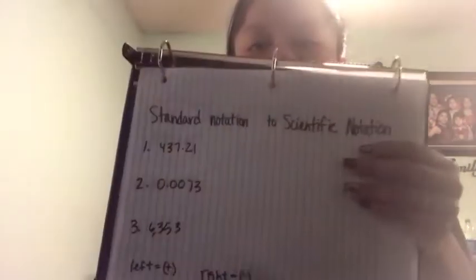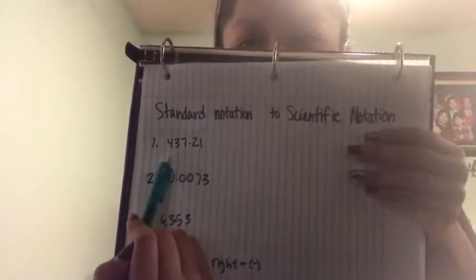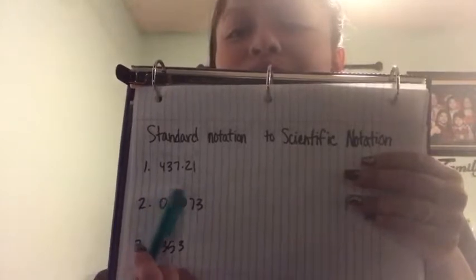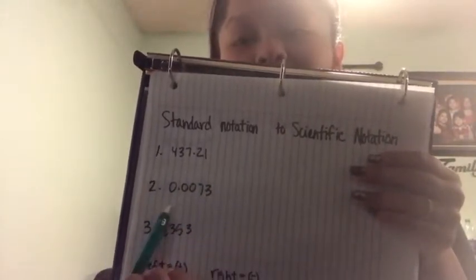So, first off, we're going to go from standard notation to scientific notation. The difference between the two is that in order for a number to be in scientific notation, it's multiplied by 10 to the power of a certain number. So, for instance, right here we have a standard notation: 437.21, and we want to write it in scientific notation.